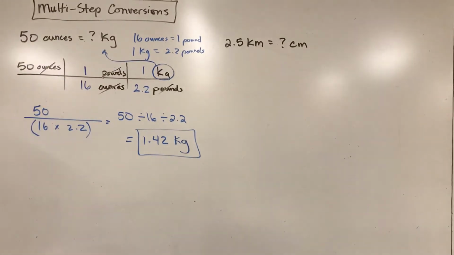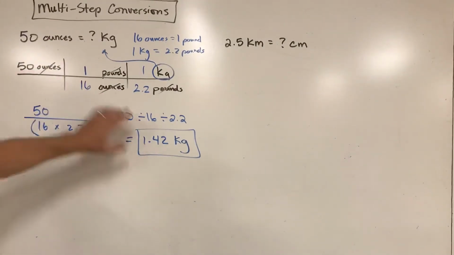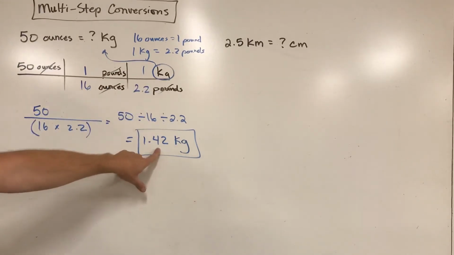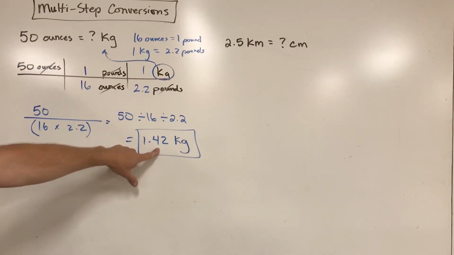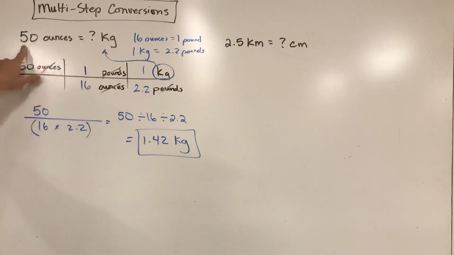Okay? Now, this process gets a little tough for people, but still, no matter how many steps you pick, if you do all the units correctly, you should still end up with a value of 1.42. That won't change. Okay? The way you get there might, but we still should end up with the right value here that represents 50 ounces as an equivalent value.